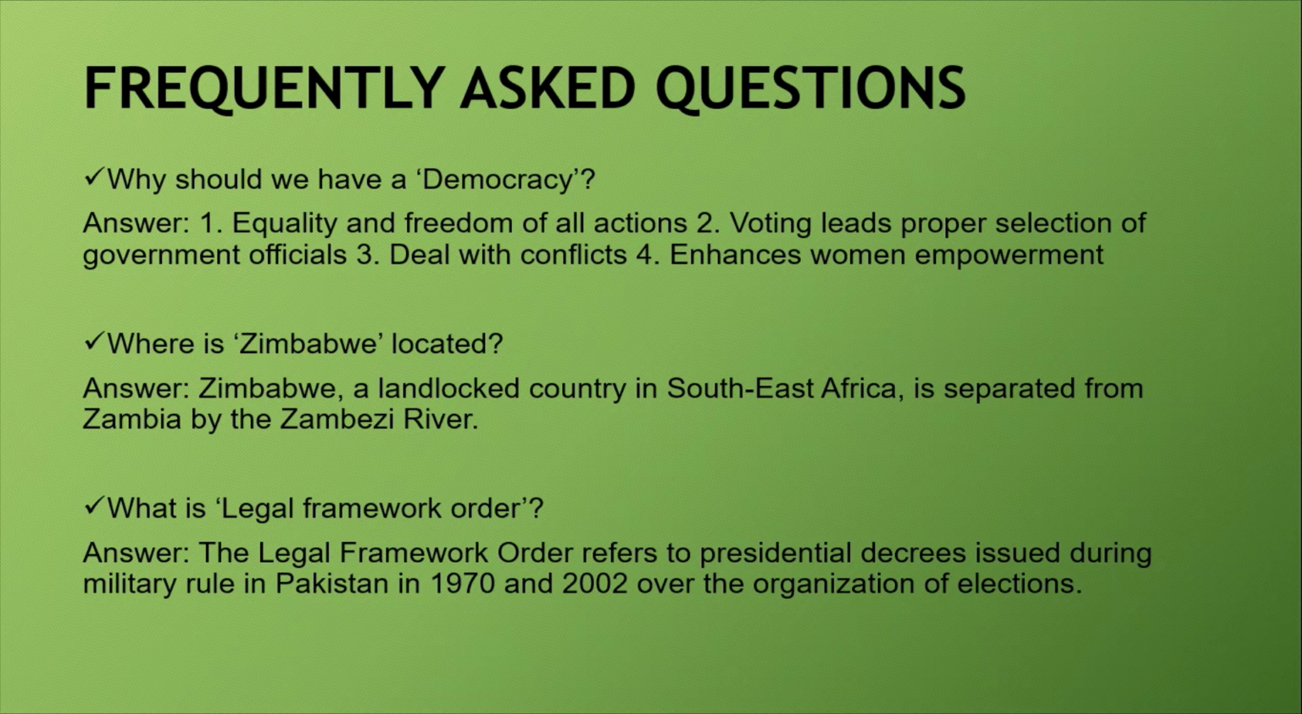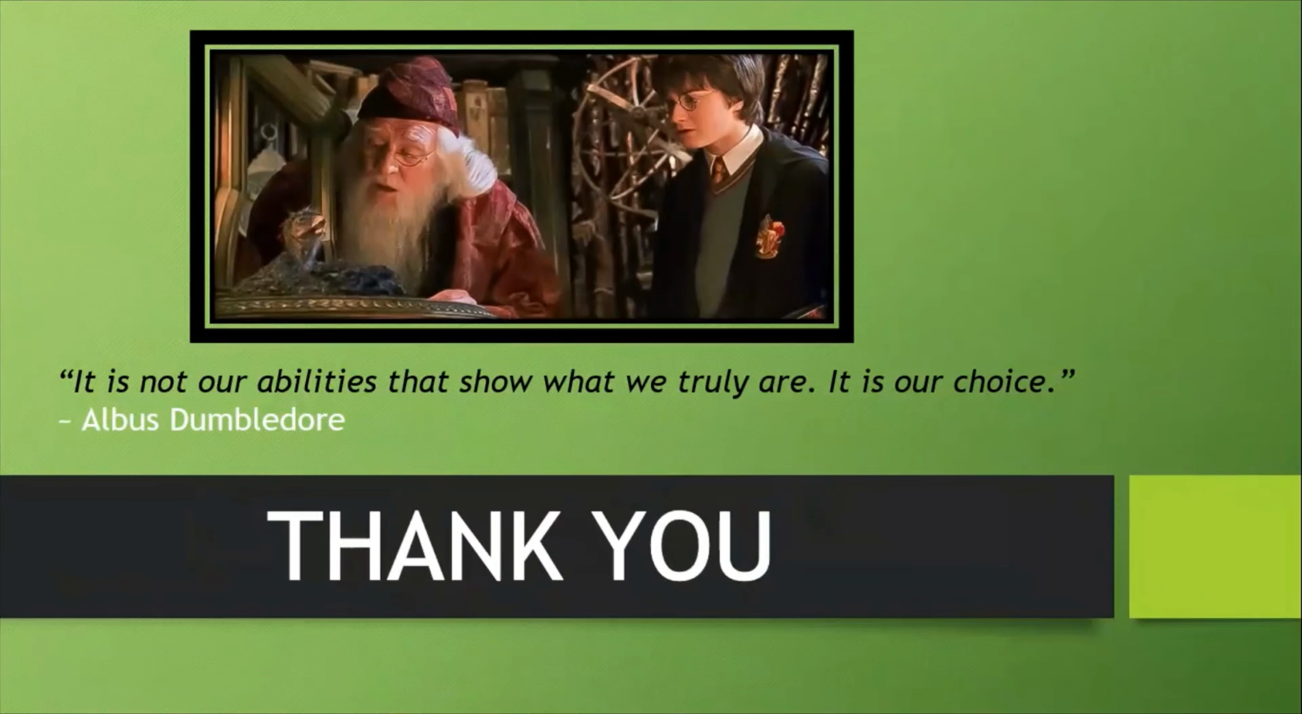Now second, it is a type of MCQ: where is Zimbabwe located? Zimbabwe is a landlocked country in Southeast Africa and is separated from Zambia by the Zambezi River. And what is the Legal Framework Order? The Legal Framework Order refers to presidential decrees issued during military rule in Pakistan in 1970 and 2002 over the organization of elections. This Legal Framework Order also had some malpractices and fraud.